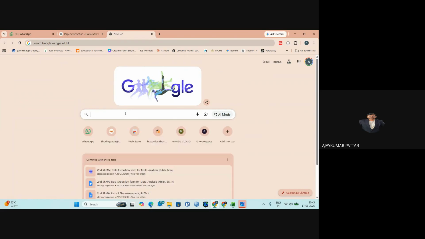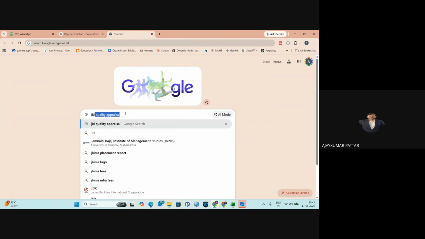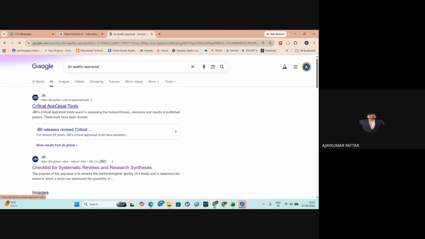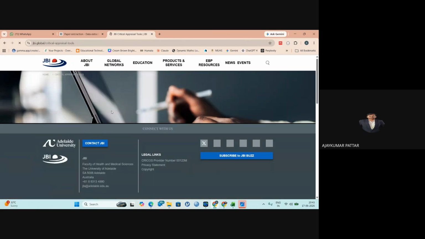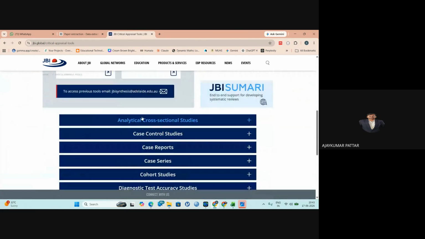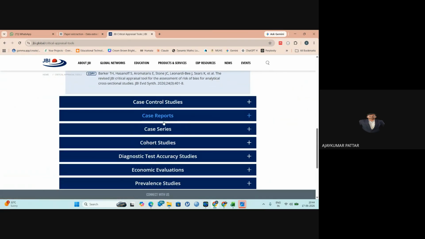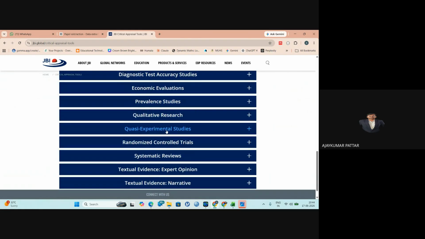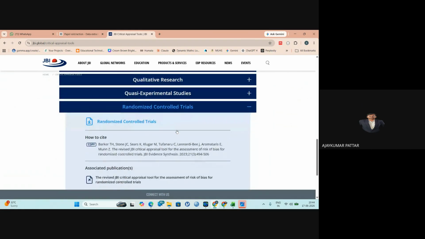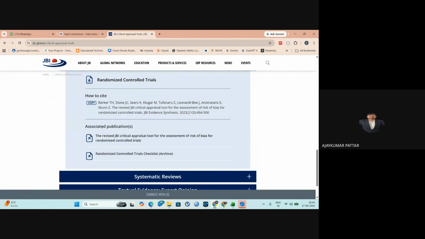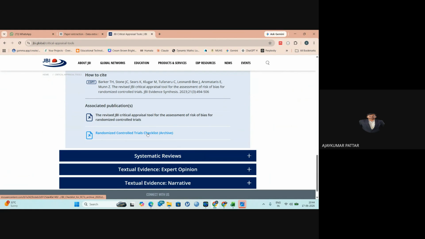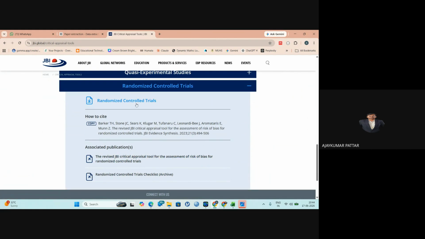ROB. First I will show JBI. So JBI tools. If you go with this here, the many tools are there: analytical cross-sectional studies, assessment of risk of bias for the analytical cross-sectional studies, case reports, cohort, prevalence studies, randomized control studies. So for randomized control studies, they have given the checklist.